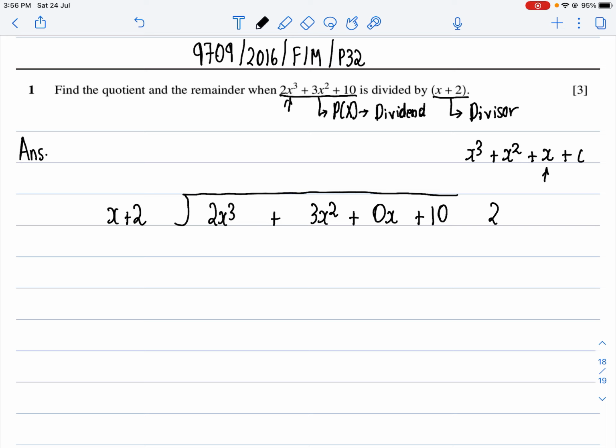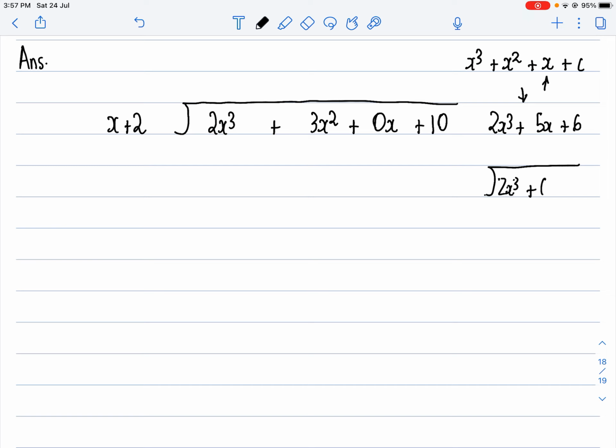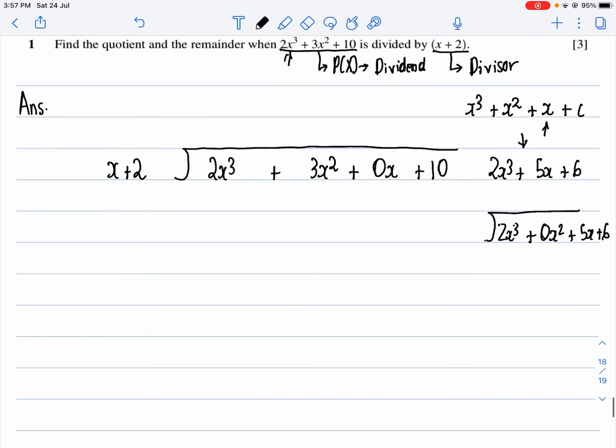they'll just give you 2x cubed plus 5x plus 6. Okay, this is an example basically. So here you see your x square is missing. So whenever you write it in the dividend, you need to write it as 2x cubed, plus 0x square plus 5x plus 6. This is how you basically write it. So this was just an example so that you're sure.